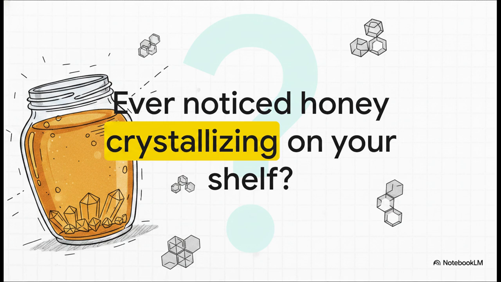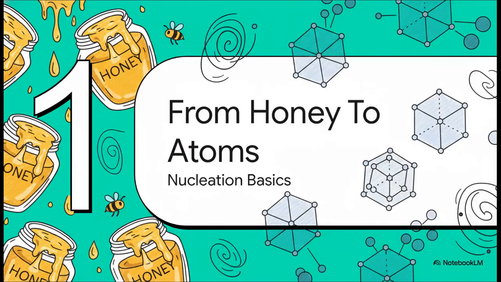To really get a grip on this invisible world, we need to start with something you've probably got sitting in your pantry right now. You know that old jar of honey? The one that's been sitting around for months and suddenly grew those rigid, crunchy sugar crystals? Well, that little annoyance for your morning tea is actually a perfect macro-level example of the exact science we're analyzing today. Section 1. From honey to atoms. Let's look at nucleation basics.